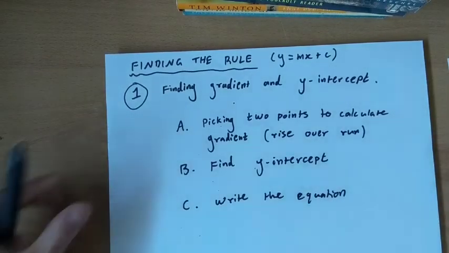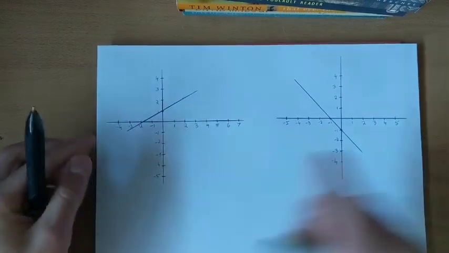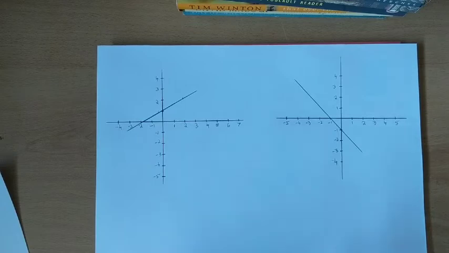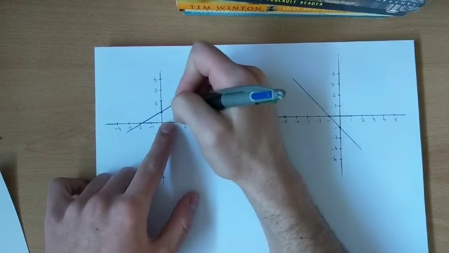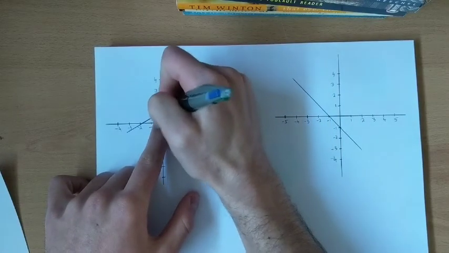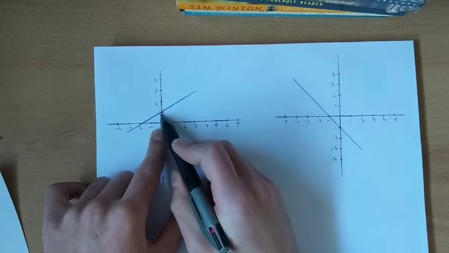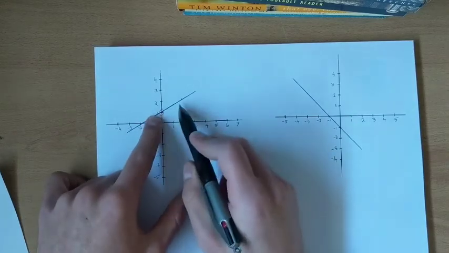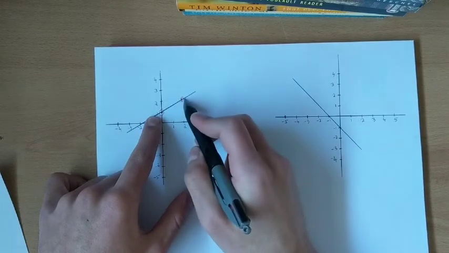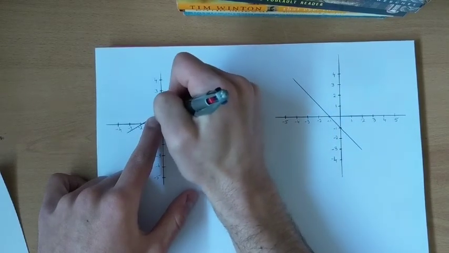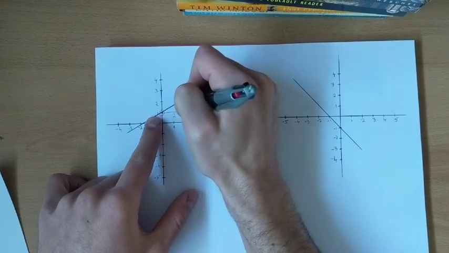Let's do 2 quick examples of this. So I've got 2 lines here on graphs. Let's look at this first one. The first thing I'm going to do is pick 2 points to calculate the gradient. Let's pick this point here, which has an x value of 0 and a y value of 1. Now, if I pick another point, let's say this point here, it has an x value of 2 and a y value of 2. That means that I've had to go across 2 units to go up 1 unit.